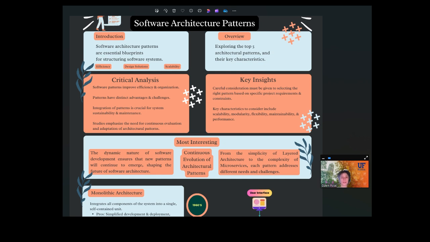Integration of these patterns is crucial for maintaining system sustainability, and studies emphasize the need for continuous evaluation and adaptation of architectural patterns. Careful consideration must be given to selecting the right pattern based on specific project requirements and constraints. Key characteristics to consider include scalability, modularity, flexibility, maintainability, and performance.